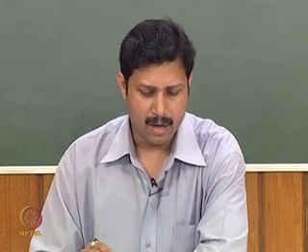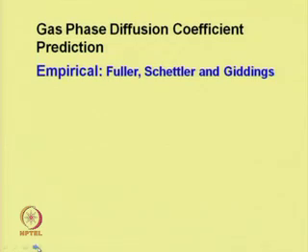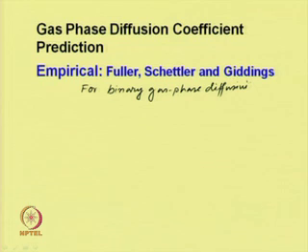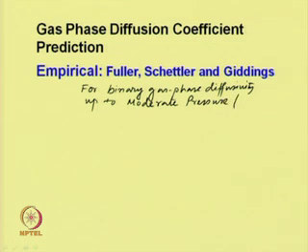A very simple and reasonably accurate empirical equation was suggested by Fuller, Schettler and Giddings in 1966 for binary gas phase diffusivity, up to moderate pressure, say up to about 20 atmospheres.